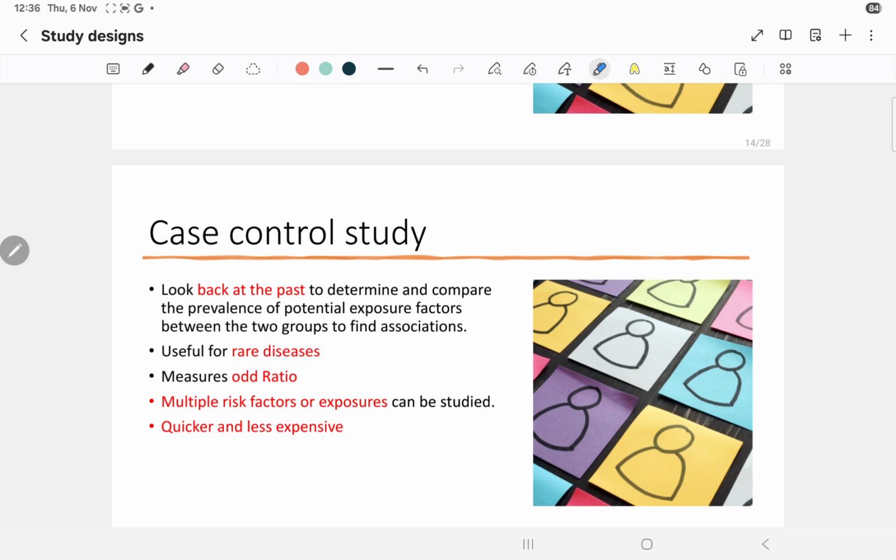What do we measure? We measure the odds ratio. What is the odds ratio? That is the chance of exposure in the diseased group divided by the chance of exposure in the non-diseased group. I have explained that in more detail in my risk quantification video, so you can go and check that video. We can study multiple risk factors or exposures in case control studies, and they are quicker and less expensive as compared to cohort studies.